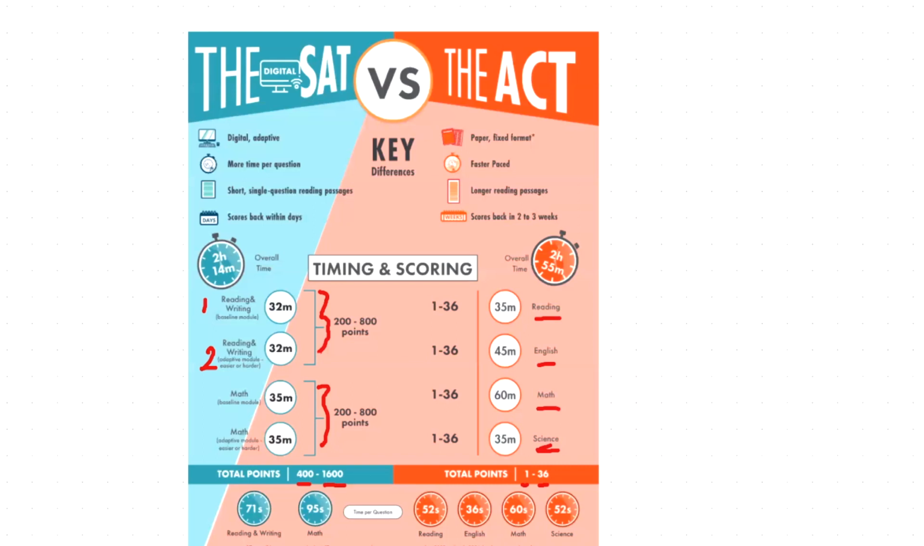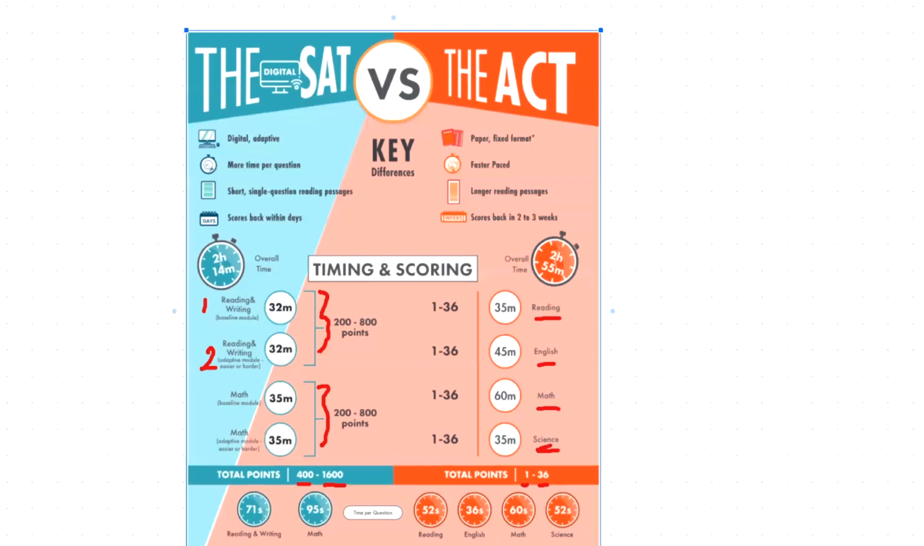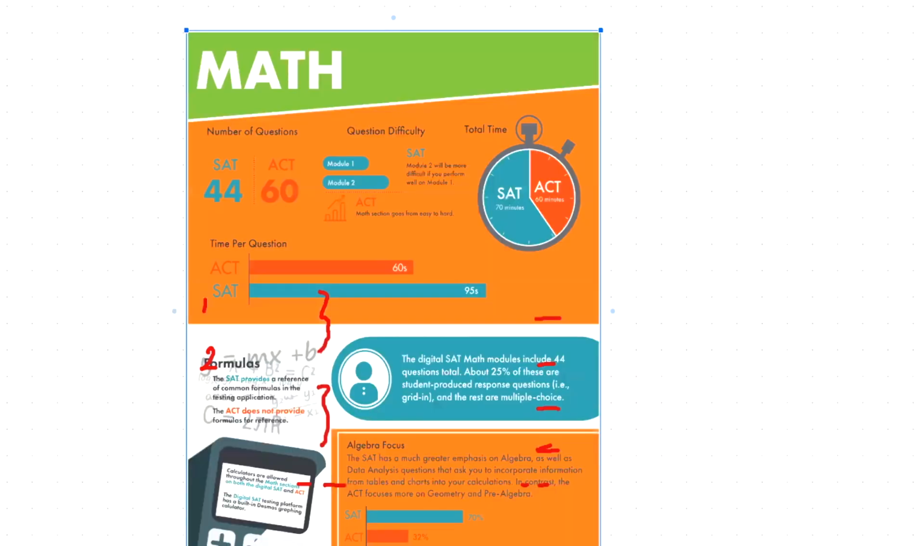Also in the ACT, there is one science section of the exam. You will have 52 seconds per question to respond. So this is basic information that I just wanted to share with you at the start. Let's talk about this part. Let me clear the data written from the previous page.